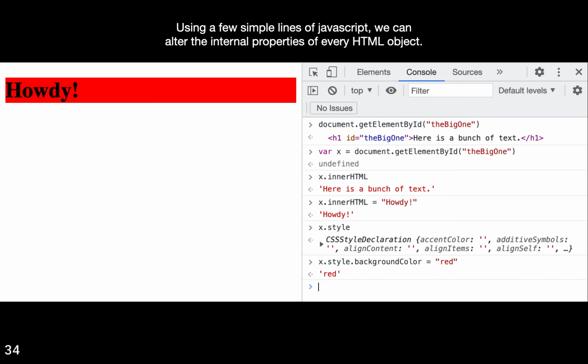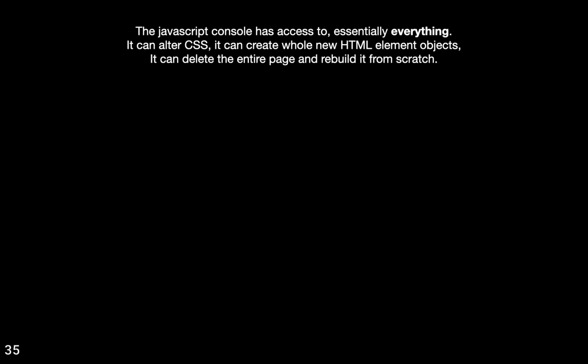So this is pretty powerful. I hope you're starting to recognize this is some powerful stuff. You sort of have access to everything when you're in JavaScript. So again, to that point, the JavaScript console has essentially everything. It can alter CSS, it can create whole new HTML element objects, it can delete the entire page and rebuild it from nothing if it wants.